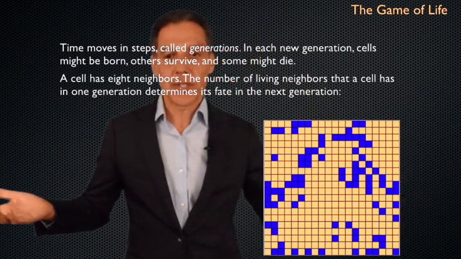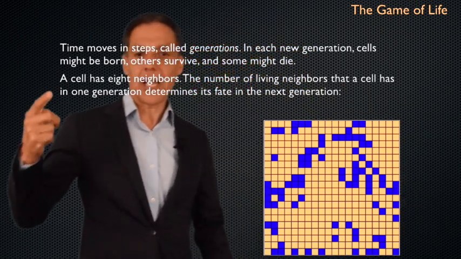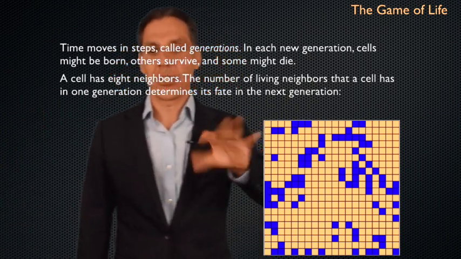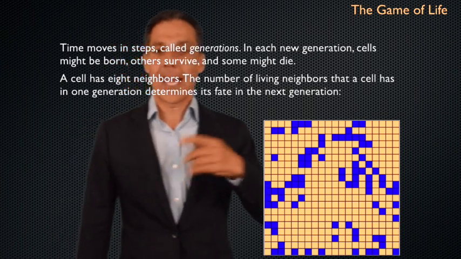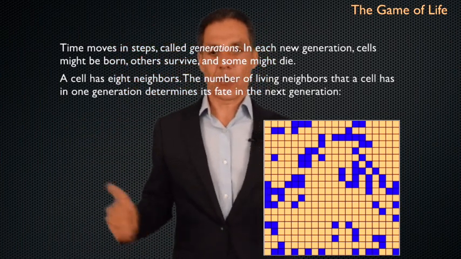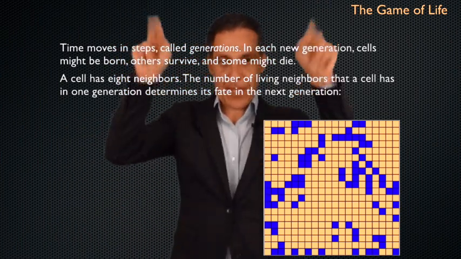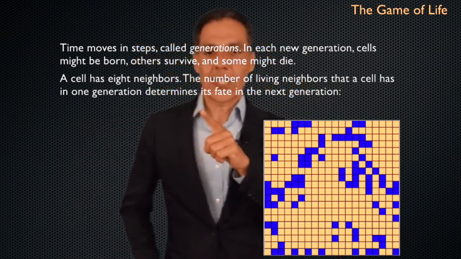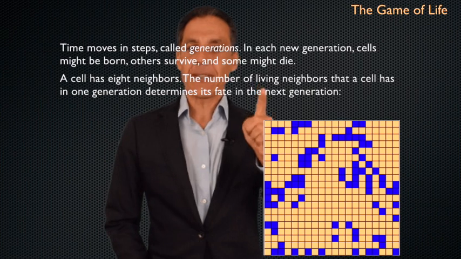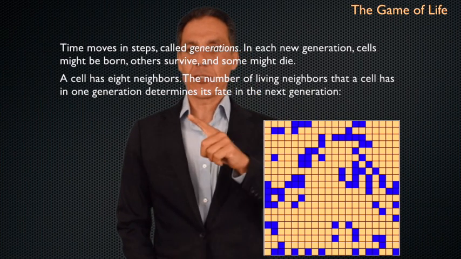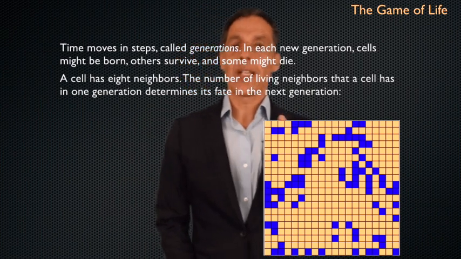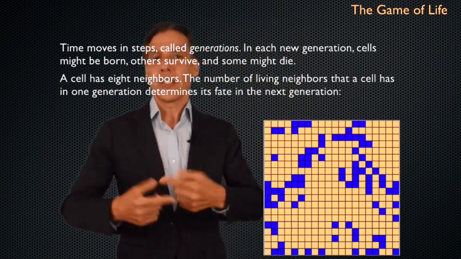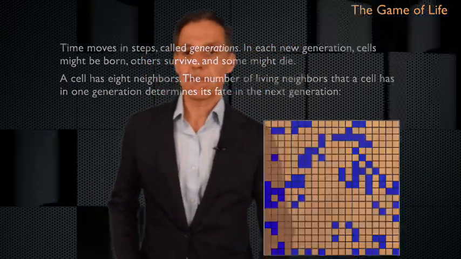There are some simple rules to the game of life, and here they are. A cell has 8 neighbors, so pick any cell that's not on the border here, and I'll come back and deal with the border in a few minutes. It has 8 neighbors, left and right, top and bottom, and then the 4 diagonals. So a cell has 8 neighbors. The number of living neighbors that a cell has in one generation determines its fate in the next generation. So your fate depends on your neighbors.